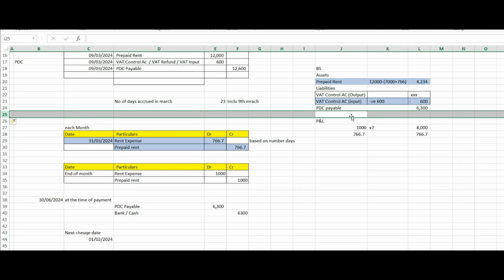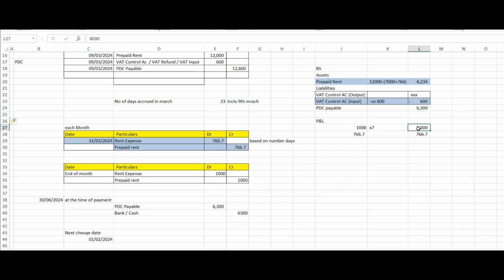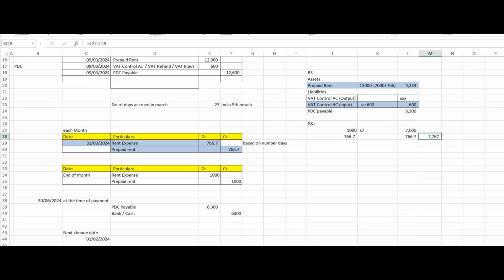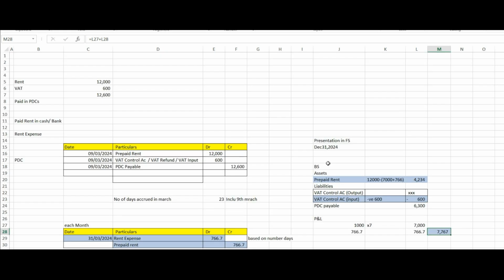As far as P&L is concerned, for 7 months 1,000 will be charged, and for the month of March 766 has been charged. So total rent expense charged during the period is 7,767.